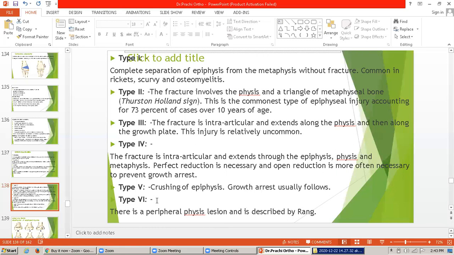Type 4 shows that the fracture is intra-articular and extends through the epiphysis, physis and metaphysis. For these, perfect reduction is necessary and open reduction is often necessary to prevent a growth arrest. Then crushing of the epiphysis, that is, growth arrest usually follows. Then type 6, there is a peripheral physis lesion.